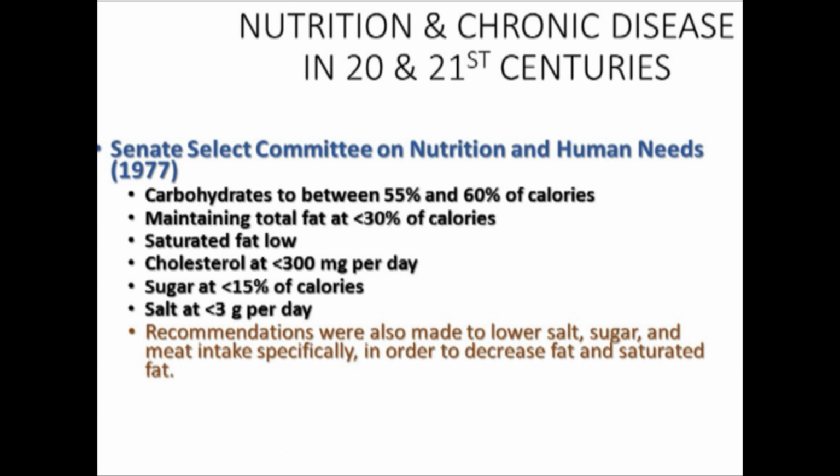The data wasn't strong enough to quantify any limits for saturated fat. Dietary cholesterol should still be less than 300 milligrams. And for the very first and last time, we see the government recommending a limit on total sugar, less than 15% of calories. Salt, less than 3 grams. So what we see is the committee imposing limits on salt and sugar because of the highly processed nature of our diet. It wanted to bring us towards eating healthier foods that were less processed.